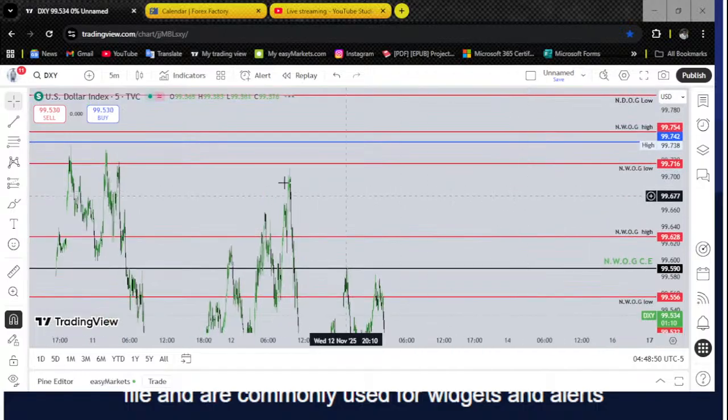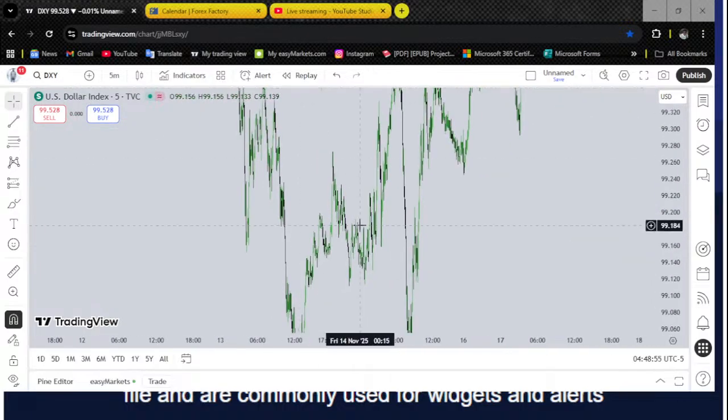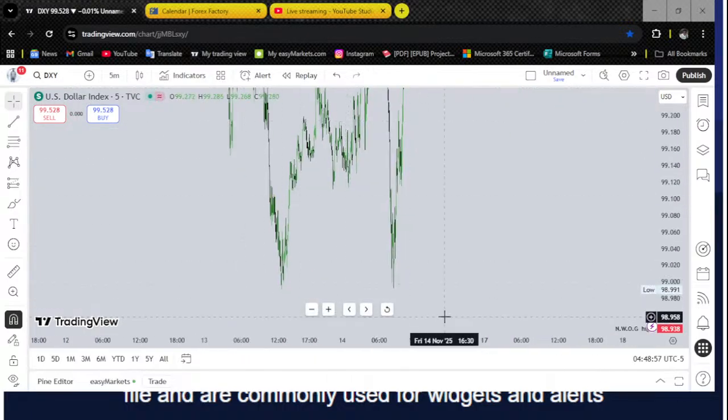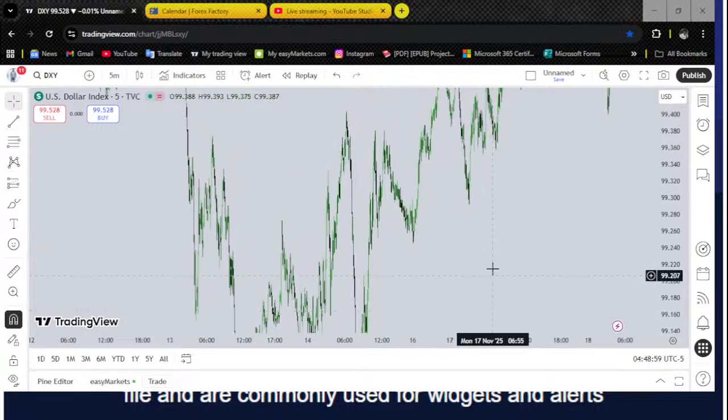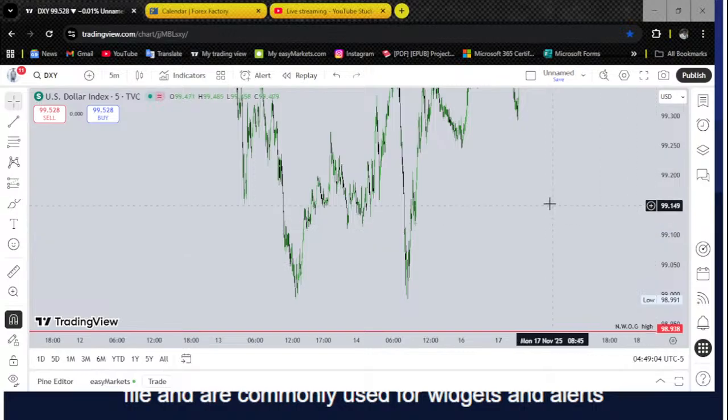Because there is buy-side liquidity here. You can see this buy-side liquidity is smooth. We have been so bearish. There are two equal lows here.